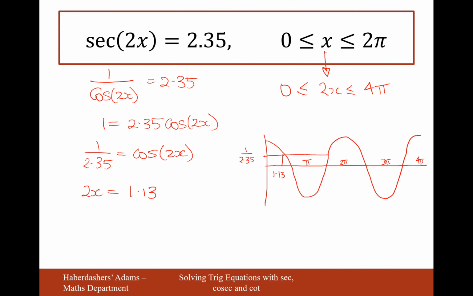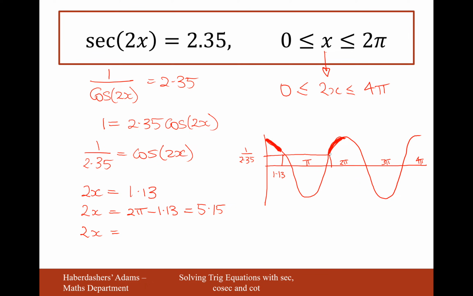My next solution will be all the way up here, so I've come forwards by that amount of 1.13, so I now have to come backwards on the graph by that value of 1.13. So my next solution for 2x is going to be 2 pi minus 1.13, or the actual calculator value of 1.13, which is the big long decimal. So I'm going to write in my calculator 2 pi minus a, and that would be 5.15 to 3 significant figures.